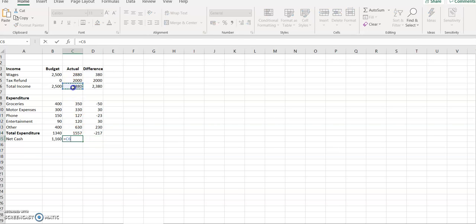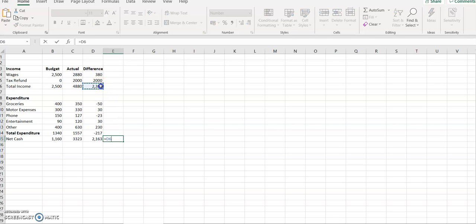So with our net cash, 4,880 minus 1,557 will give you 3,323. So your budget, take away your actual, gives us the difference here for net cash. So we take the 3,323, take away the 1,116, will give you 2,163.